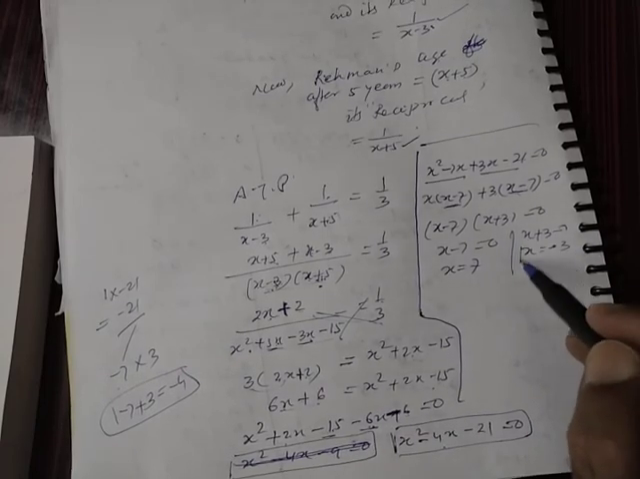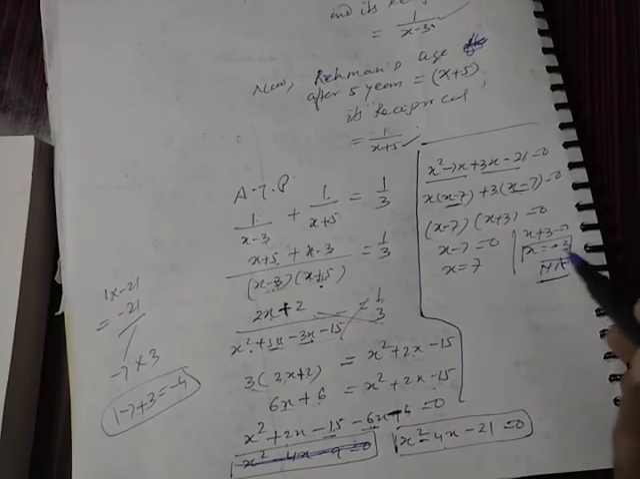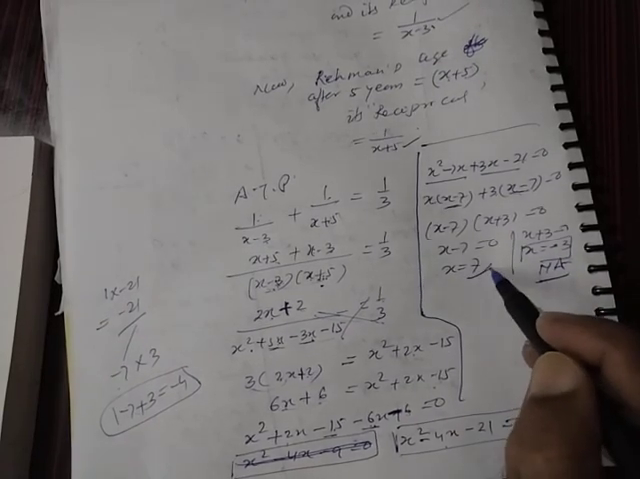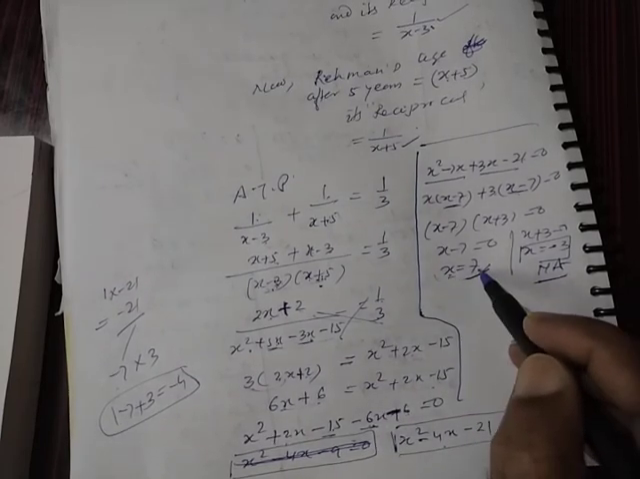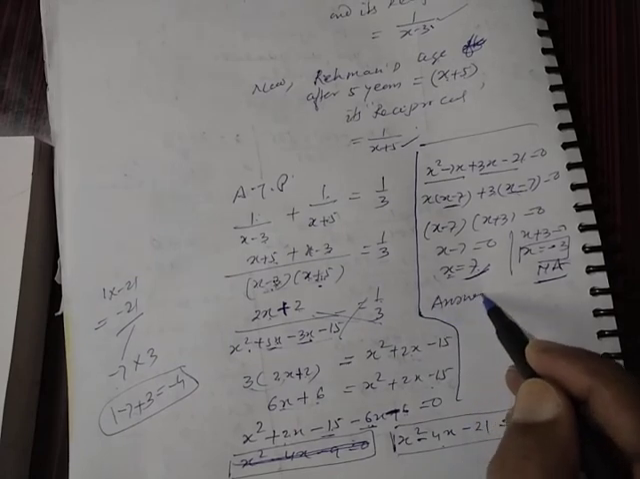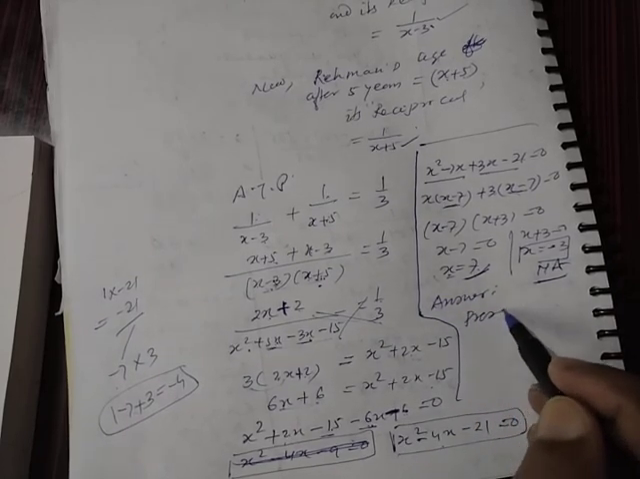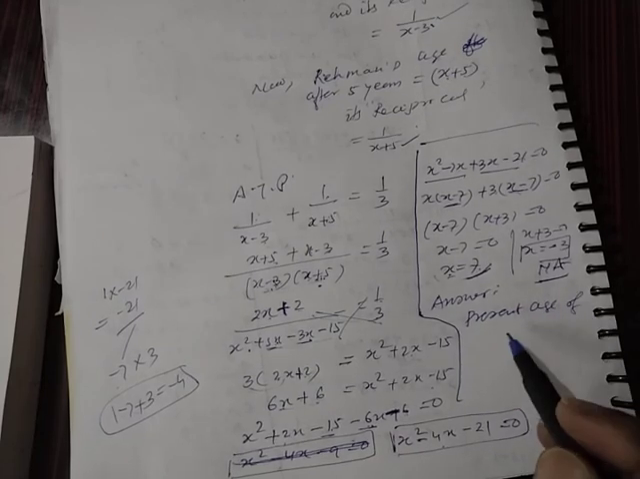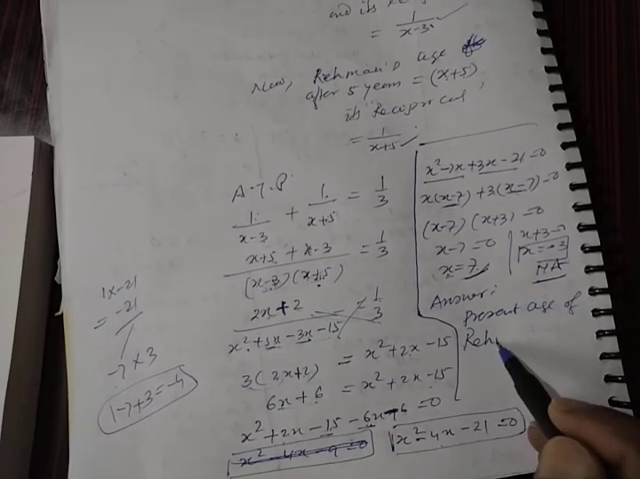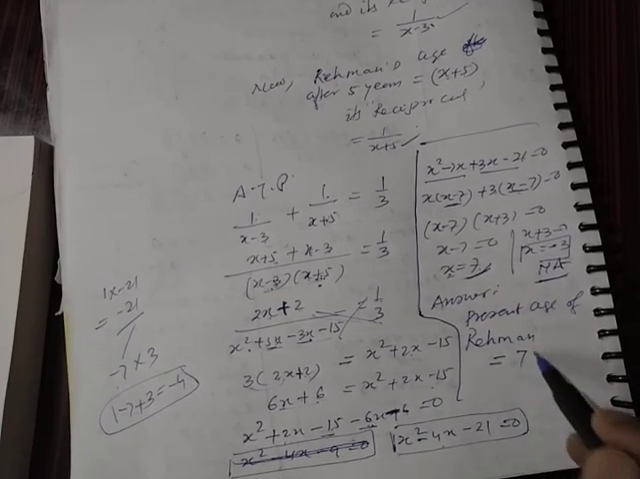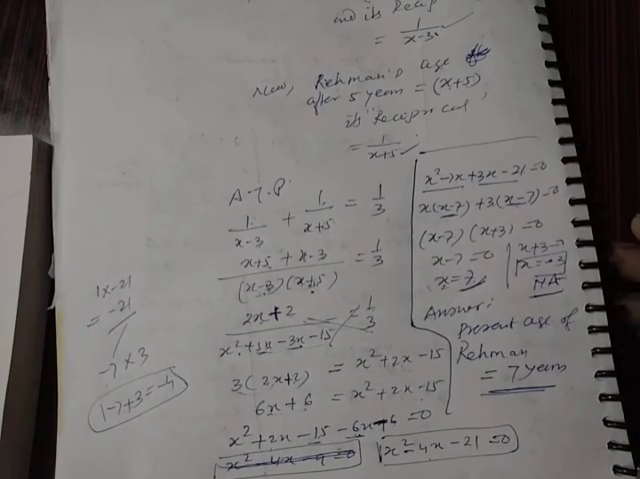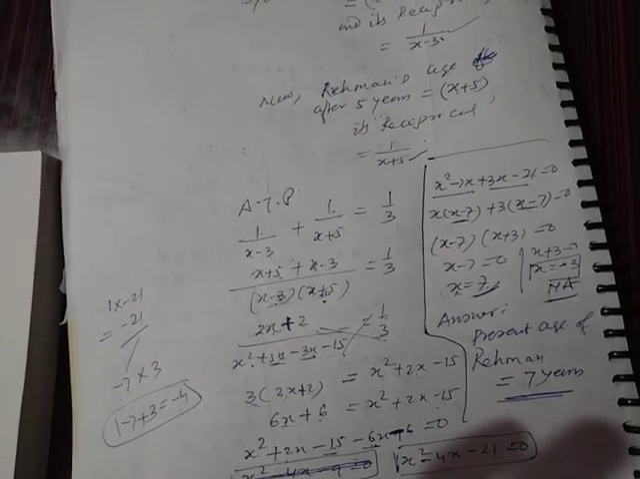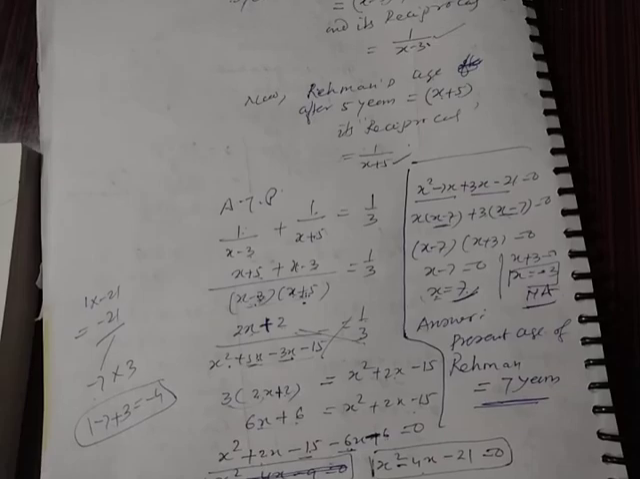The age of anybody will not be minus 3, so this is not applicable. Your answer is this, the present age of Rahman x, and x is 7. So you write your answer, present age of Rahman equal to 7 years. Okay student, I hope you have understood this question, and you study well sincerely and see the video and reply me. Thank you very much.